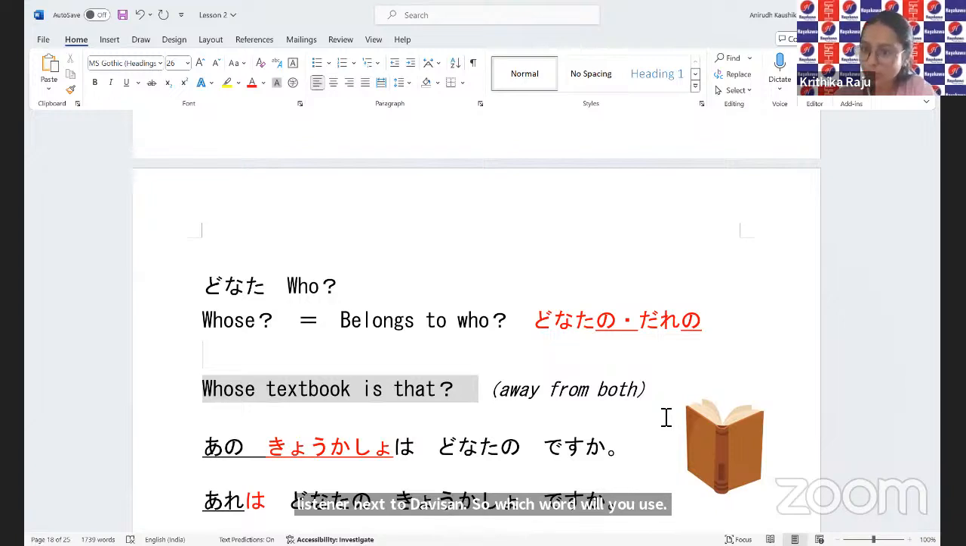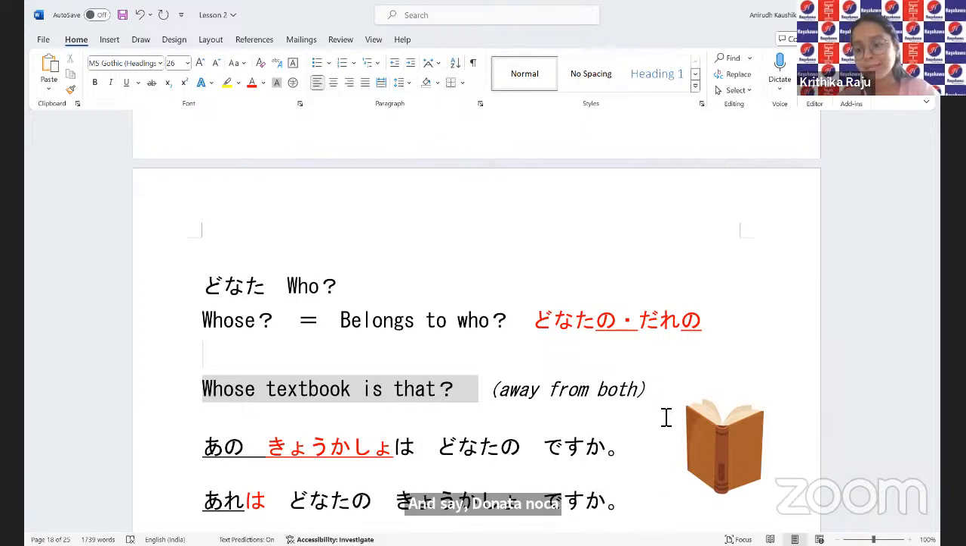Sono. The so word. Because the object that you're talking about is close to the listener. Sono enpitsu wa. As for that pencil. Now you come to the actual question, belongs to who, or whose is it? So you take the question word dare, add no to it. Dare no desu ka? Or you can use the other word donata, add no to that and say donata no desu ka?